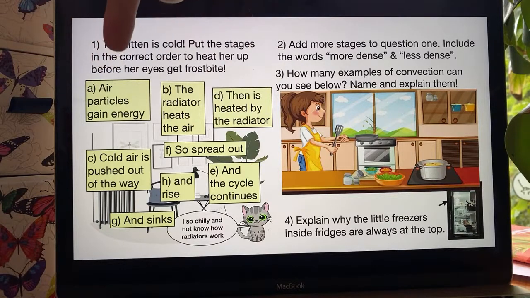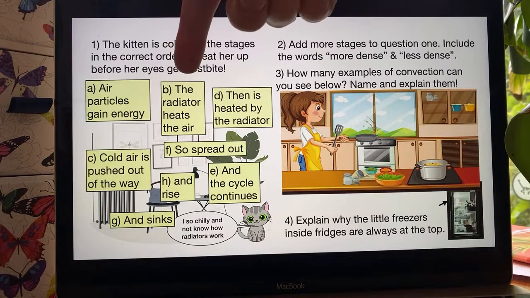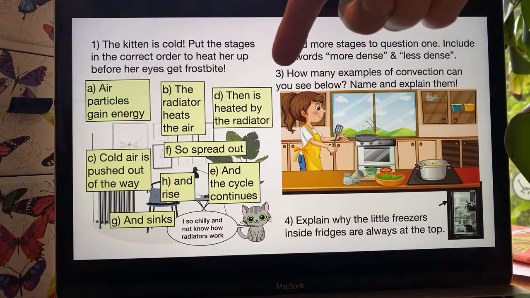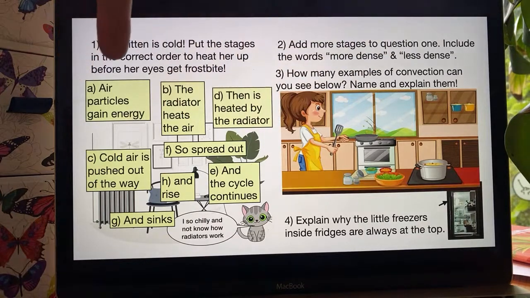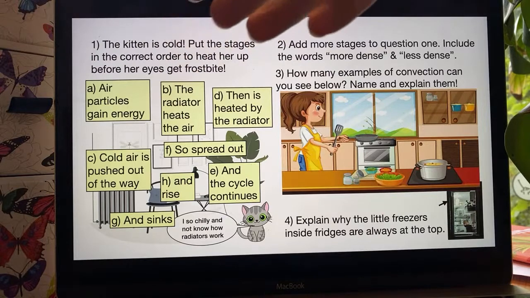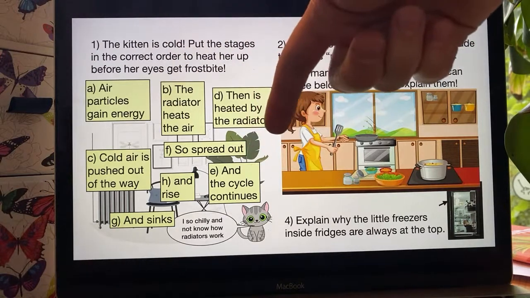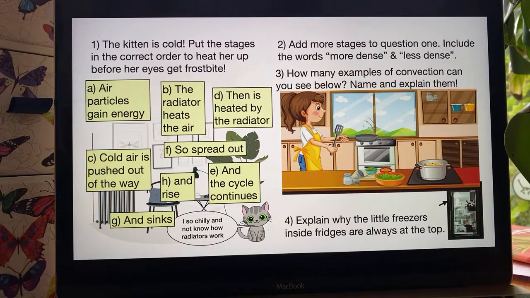A, air particles gain energy. B, the radiator heats the air. D, then is heated by the radiator. F, so spreads out. C, cold air is pushed out of the way. H, and rise. E, and the cycle continues. G, and sinks. Put those in order, please.